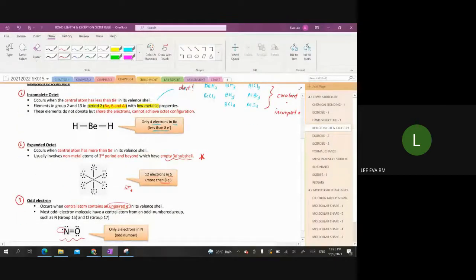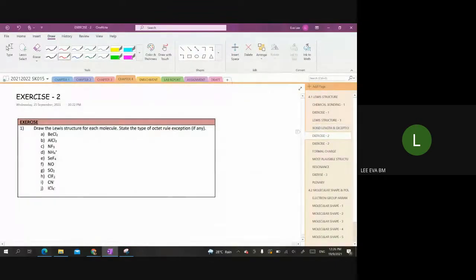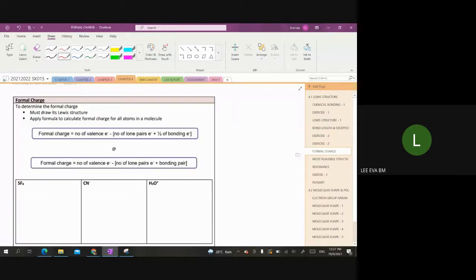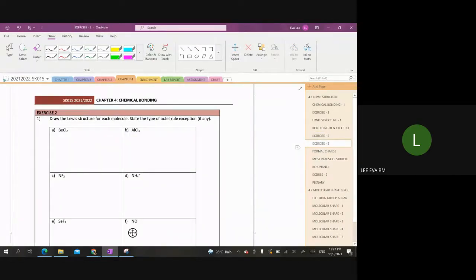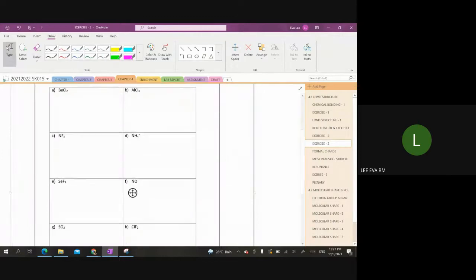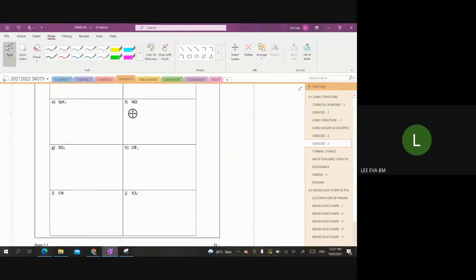So every time you practice your Lewis structure, you can mention what the octet rule is. Is it the common octet rule? Then you don't have to label. If it's incomplete, then label incomplete. Expanded, label expanded. So for this exercise, I want everyone to try and do all of them, A until J, and then submit it to Google Classroom. You can use the template given. They have attached the template in Google Classroom. You can draw it inside this template.